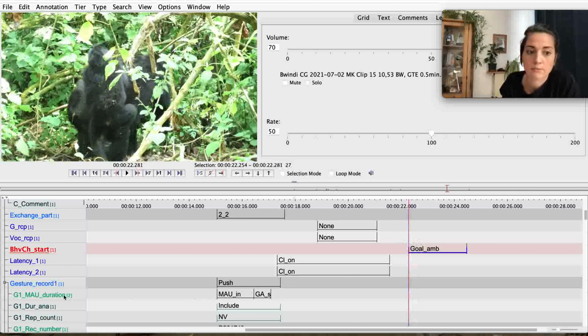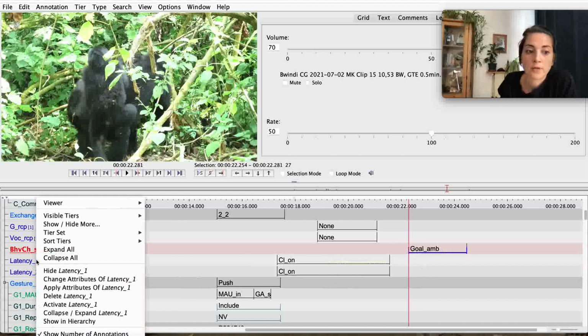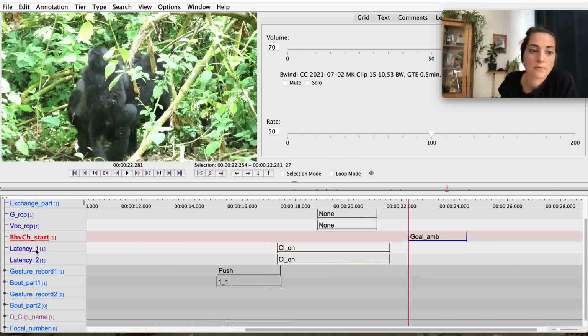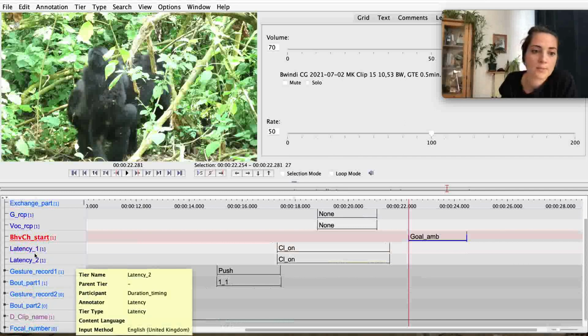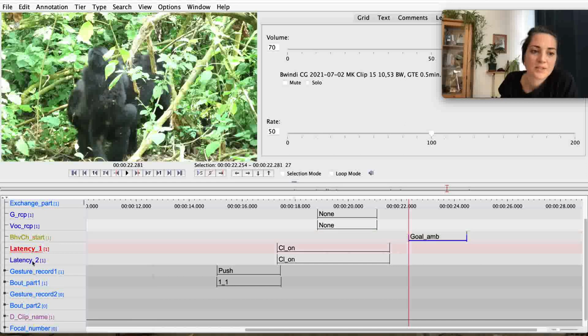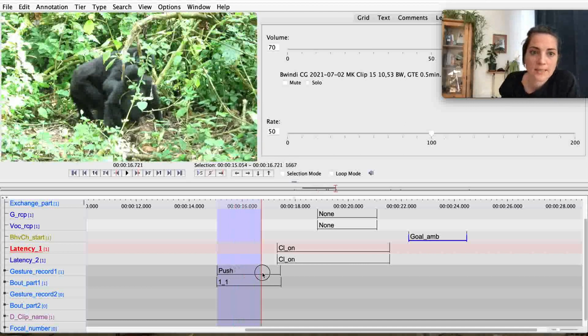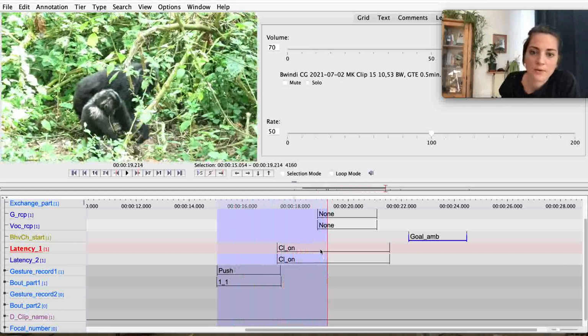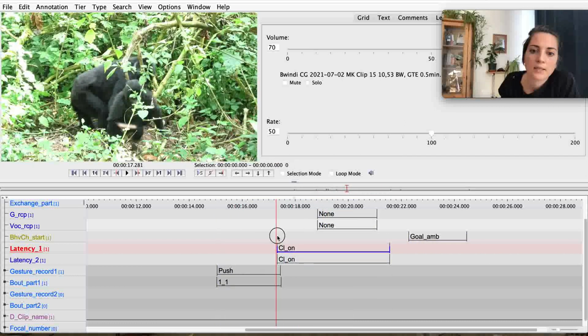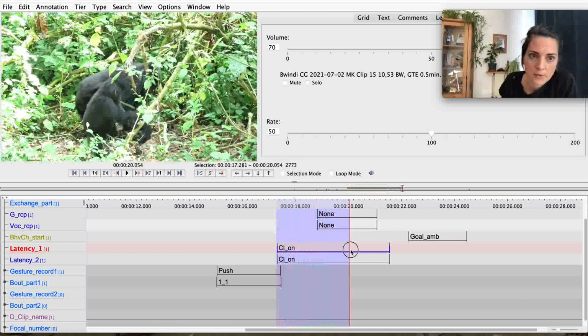So we start measuring response weighting at the end of the MEU towards the start of the fulfillment of the goal. And then we have other latency tiers. Here, latency 1, latency 2. This is from the start of the gesture, what was the first behavioral response or reaction by the recipient. In this case, there wasn't really another reaction other than the goal, but he started to fulfill the goal already here. So we have this timing.